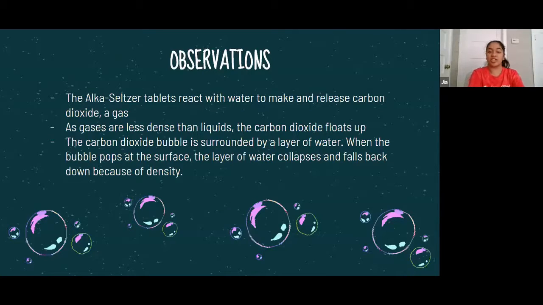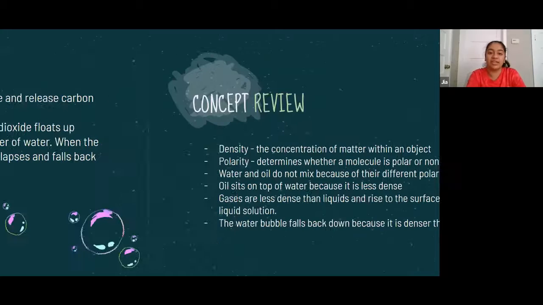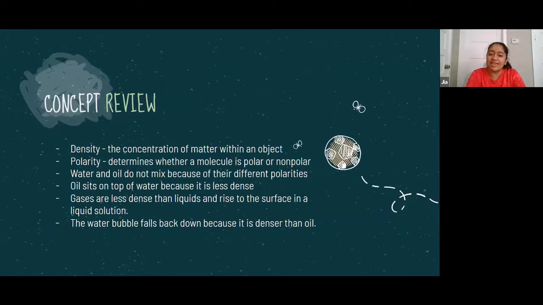We have finished understanding what goes on in this experiment. So for a quick review, density is the concentration of matter within an object. It tells us how thick an object is. Polarity determines the distribution of the electrical charge of a molecule. Water and oil do not mix together because of their difference in polarities, and oil sits on top of water when put into the same container because oil is less dense than water.